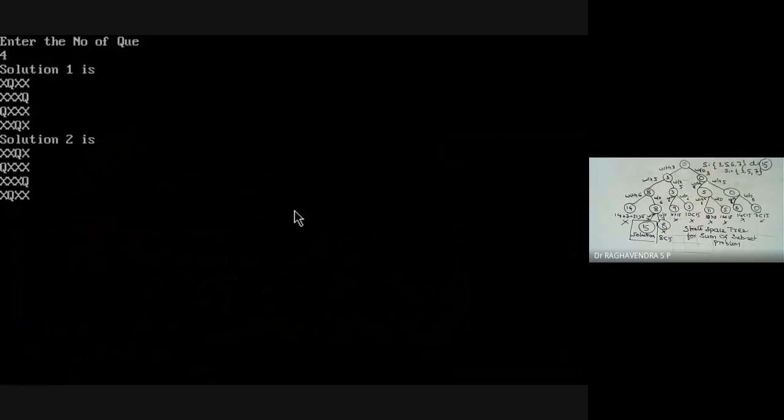Okay. So we have 2 types of solutions for this. We have 2 solutions, and one I have drawn using the state space tree. Solution 1, solution 2, both of them. And already I have shared this program in the group also. You can execute them at your home. Shall we take the next one?